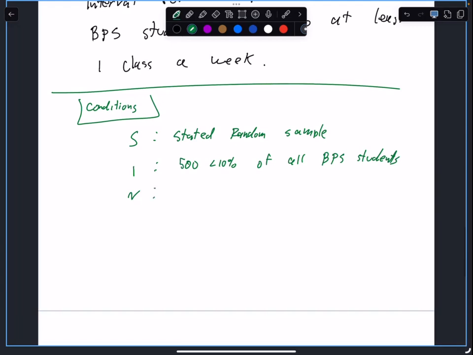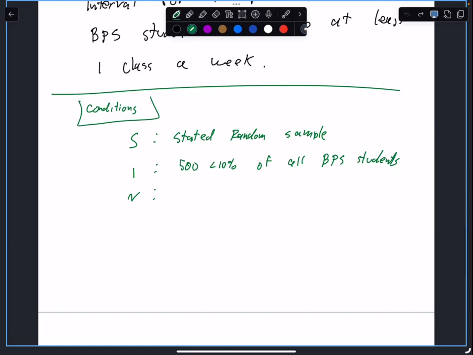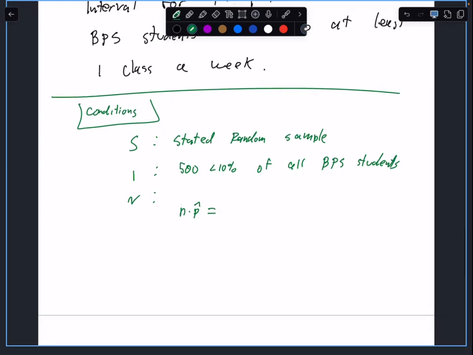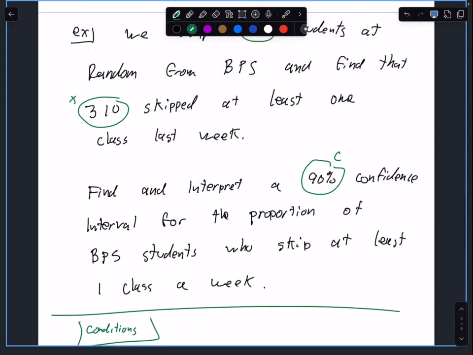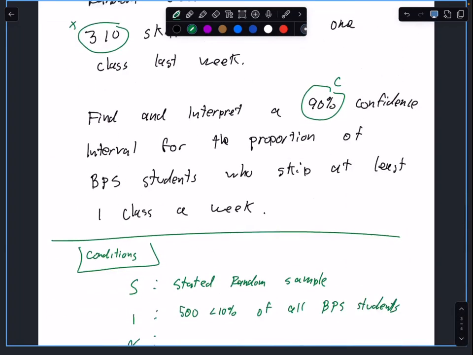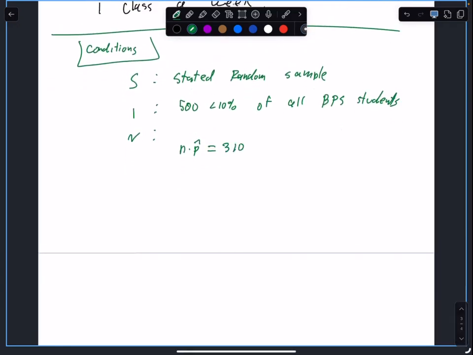N, okay, normality. This is where I'm going to check the percentages. So N times P hat. Oh, this is interesting. Now, I don't have to find P hat right now. I need to find what N times P hat is. Well, that's 310. That number, 310, is the answer. 310 is N times P hat. That is the number of observed successes. So how many people said yes that they skipped at least one class a week? 310.